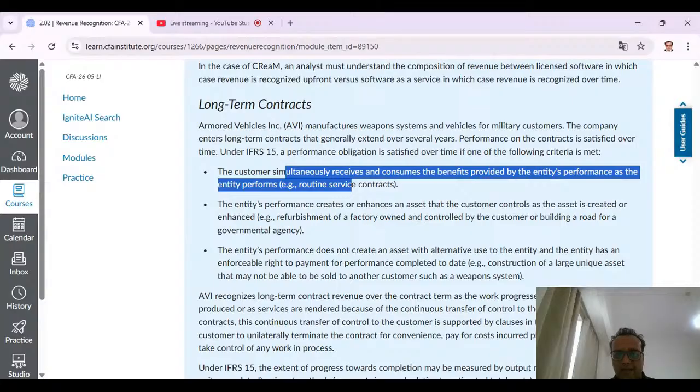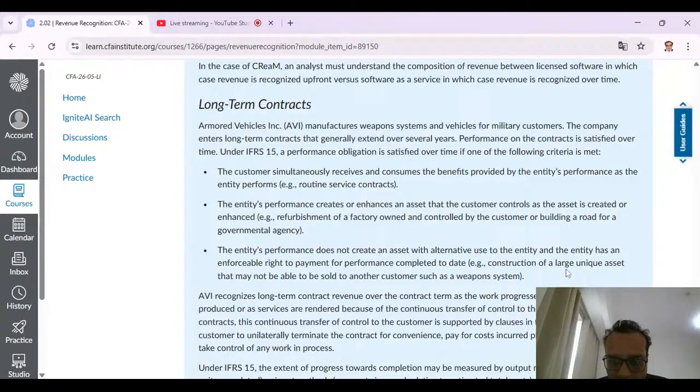Example, you have an existing factory or a road, and I will refurbish it. So I am just adding value to some of your assets. Third case is the entity's performance does not create an asset with alternate use to the entity, and the entity has an enforceable right to payment for the performance completed to date. Example, construction of a large unit asset that may be sold to another customer, such as a weapon system.